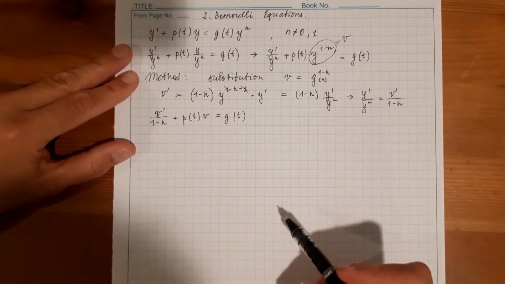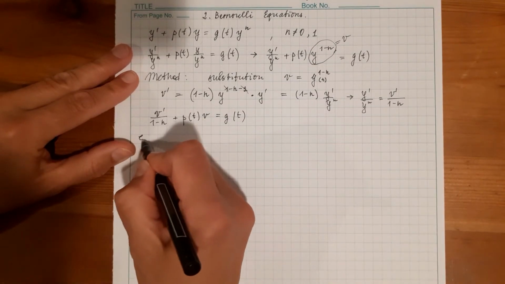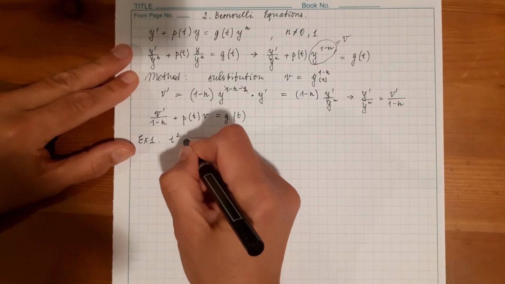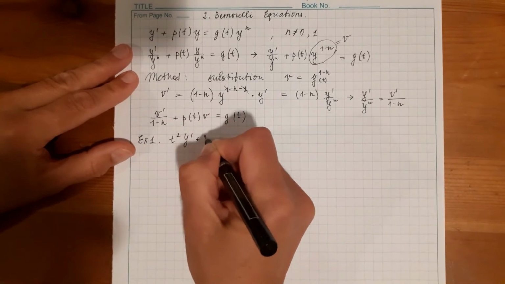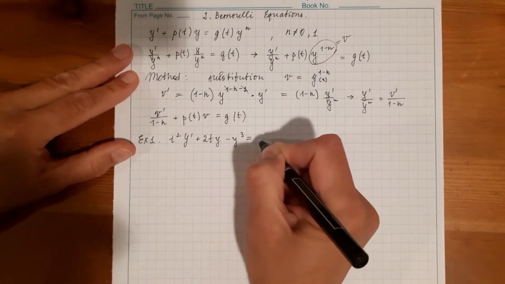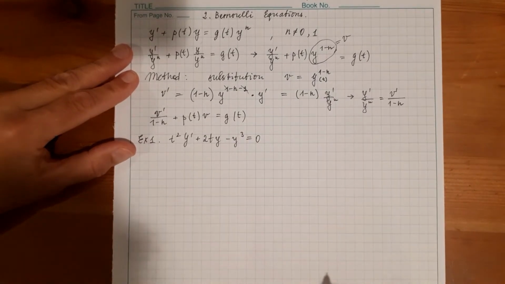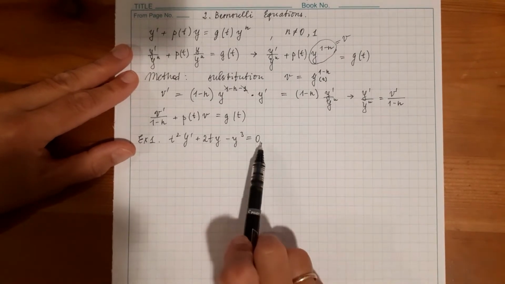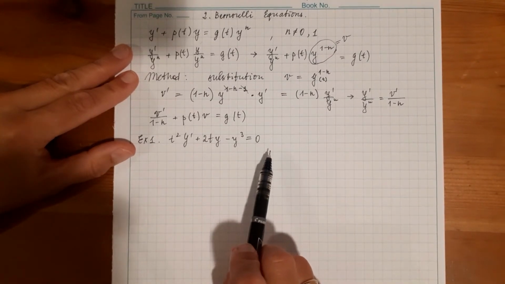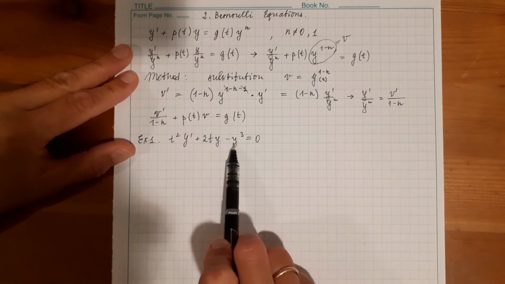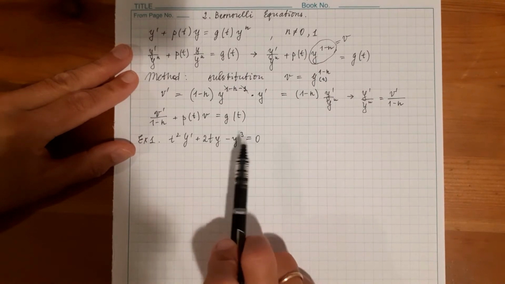Let's consider an example. Example number 1: t squared y prime plus 2ty minus y cubed equals 0. This equation does not look like a Bernoulli equation, right? First, it doesn't have any right side. It has 0 over here. Second, you don't even know what n is over here, right? So what we are going to do, guys, is start with moving the powers of y, which is this one, to the right side.